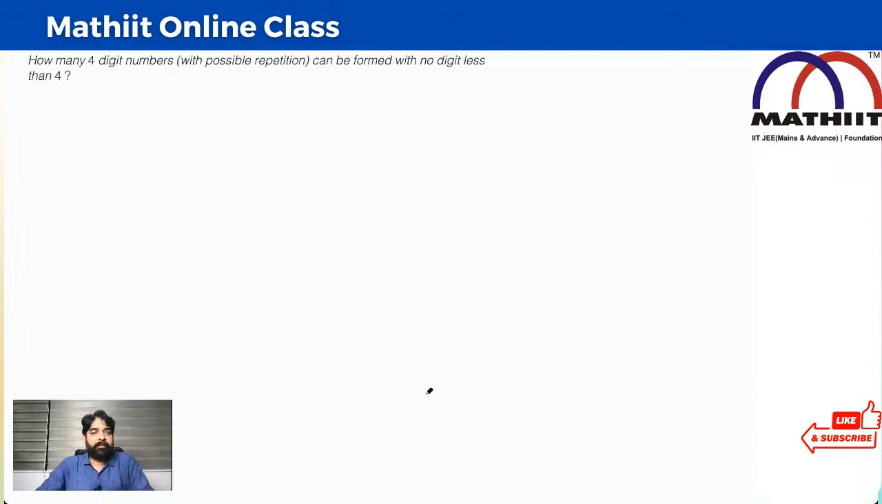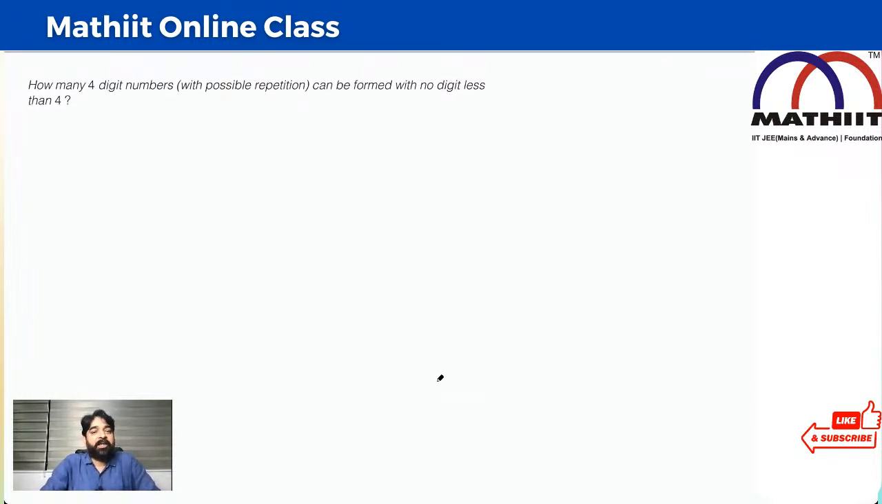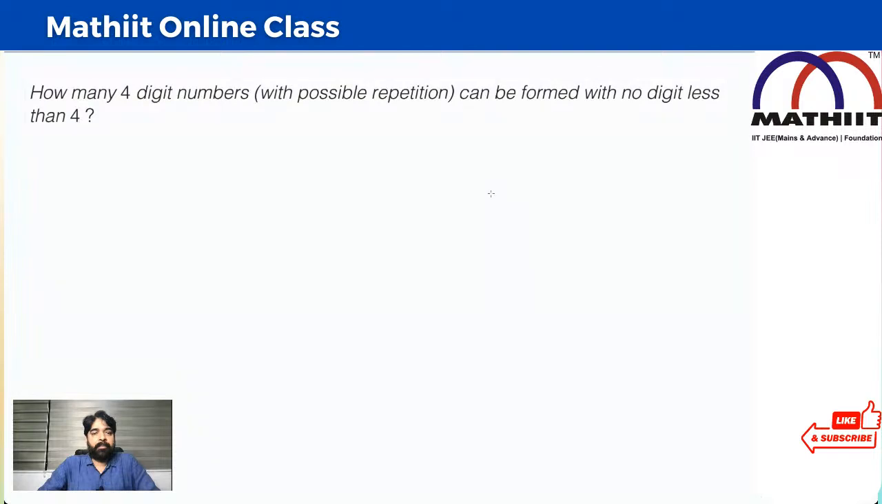Next. How many 4-digit numbers, with repetition possible, can be formed with no digit less than 4? With no digit less than 4.